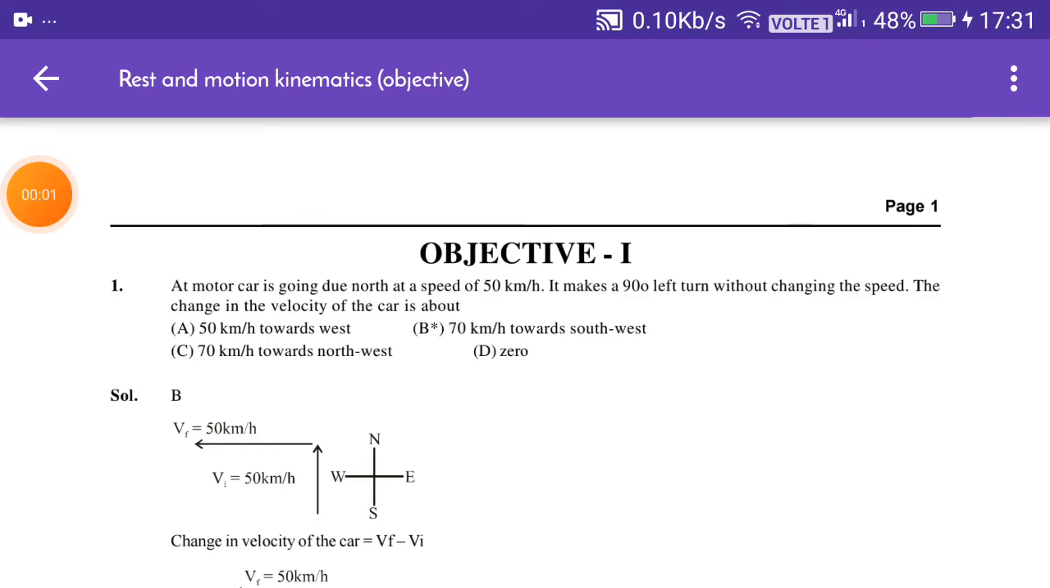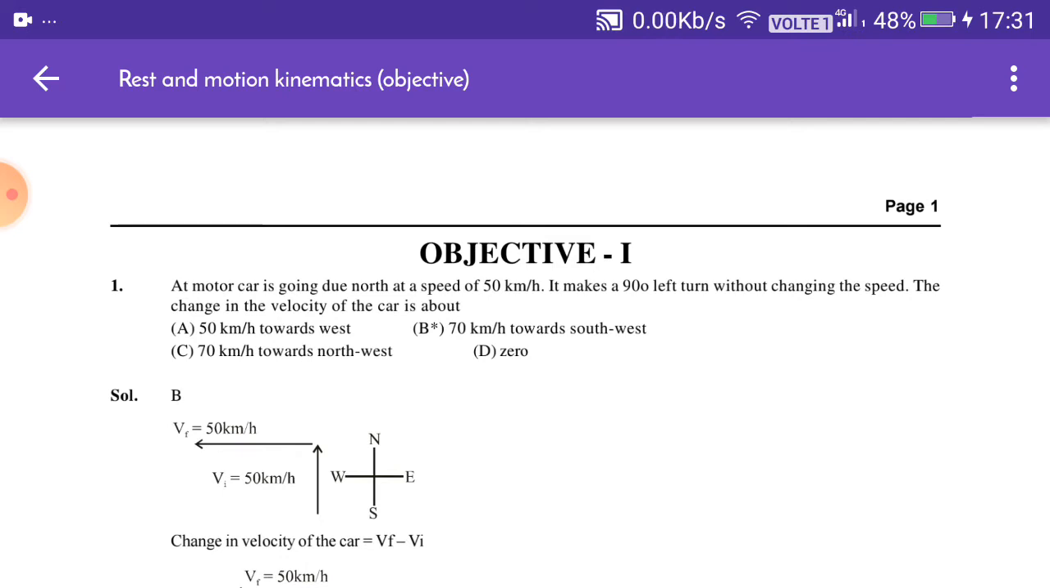Let's go to the rest and motion kinematics objective questions. First question: a motor car is going due north at a speed of 15 kilometers per hour. It makes a 90 degree left turn without changing the speed, so the speed is again constant. The change in the velocity of the car is about... now they are asking about velocity.